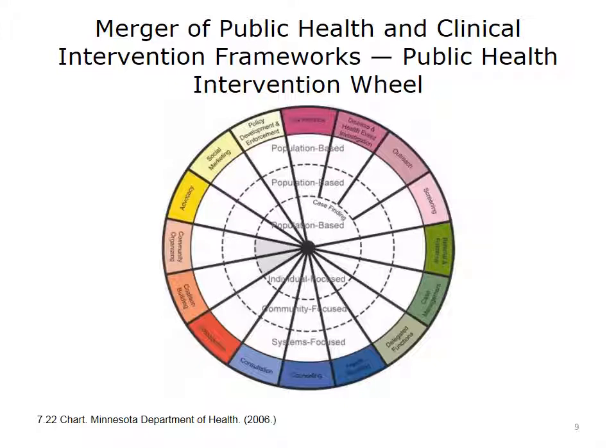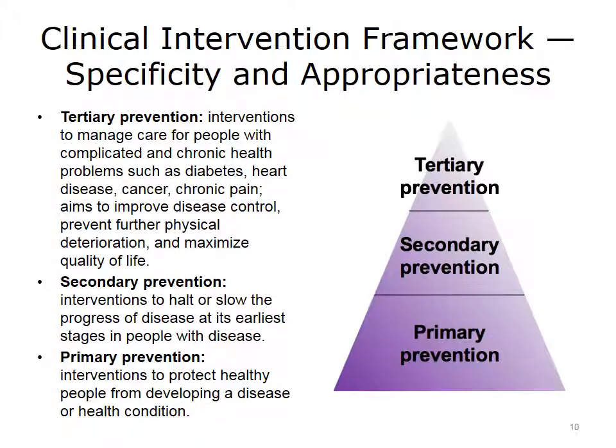Disease and health event investigations and surveillance are all part of what we call the case-finding process. And in Lecture A, we talked about using available data to help us find cases of diabetics and then to help us outreach and screen the population and then apply specific interventions. In the clinical intervention framework, we have a level of specificity and appropriateness for each level of intervention.